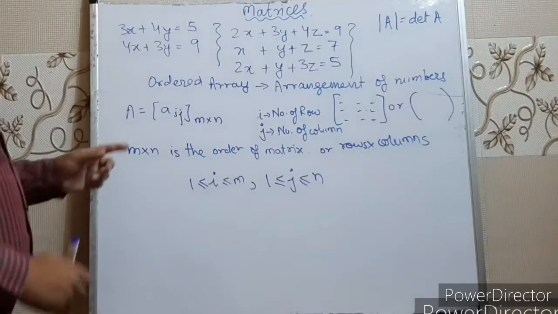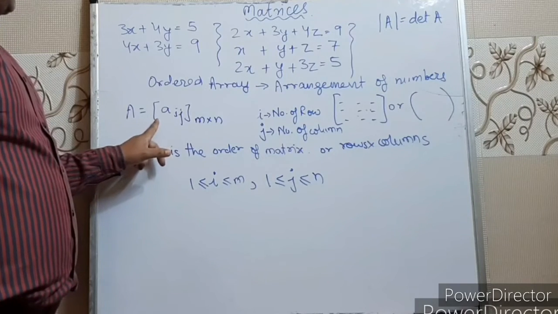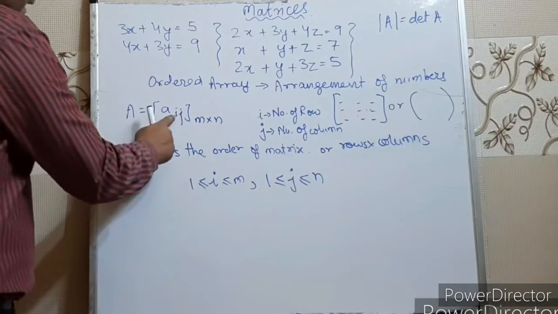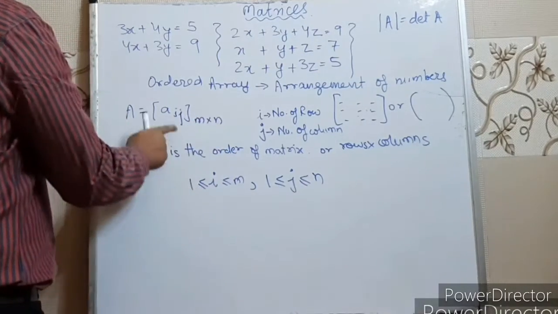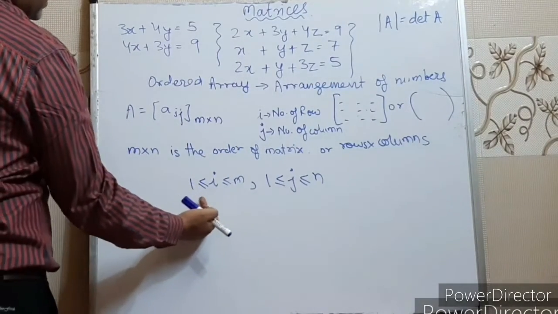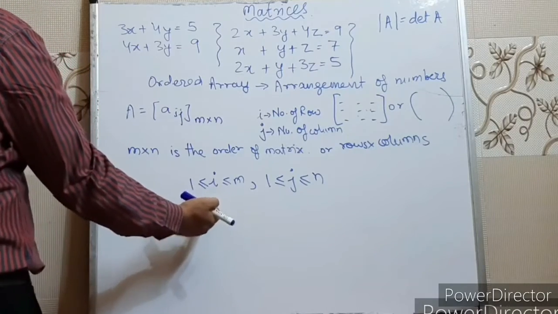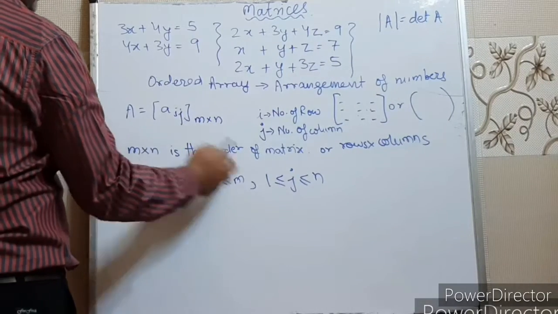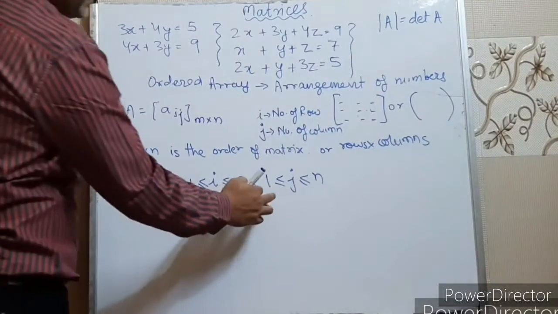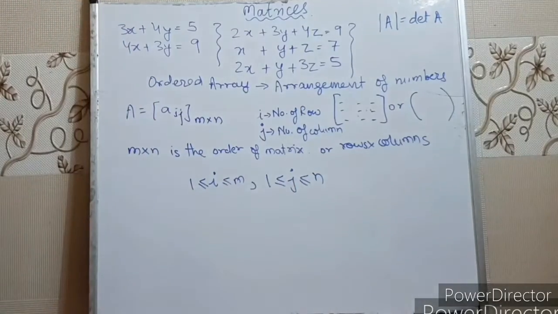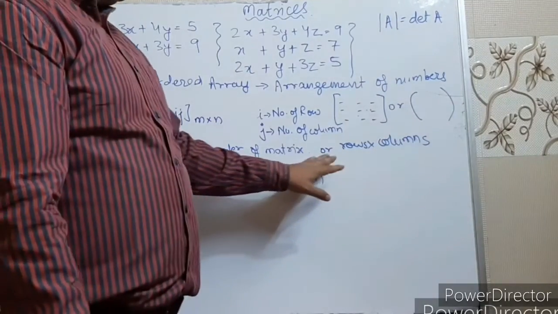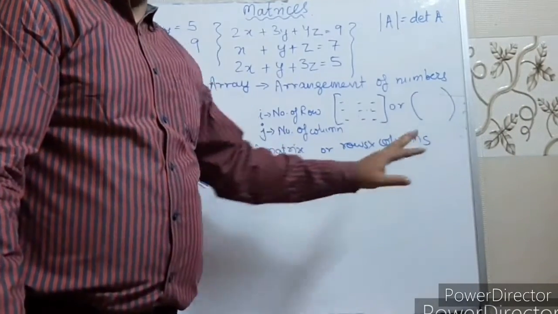Okay. Any matrix can be represented, in the square bracket, as Aij, m by n, where i represents the number of rows and j represents the number of columns. Remember, the value of i will be greater than or equal to 1 and less than or equal to m, where m is the total number of rows. And the value of j, which is the column, will be greater than or equal to 1 and less than or equal to n. Okay? So, m by n will be the order of the matrix. That is rows by columns.